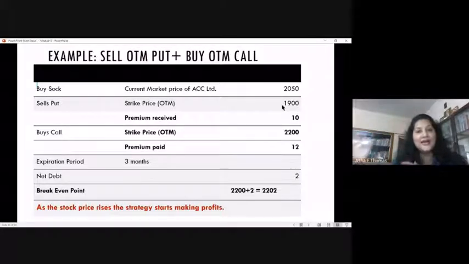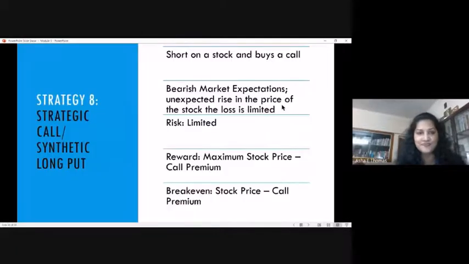Okay, selling an out of the money put. If you understand one concept, it is very easy for you to understand the rest of it. Selling out of the money put and buying out of the money call. So that is what this strategy is all about. Now we are going to the next one.